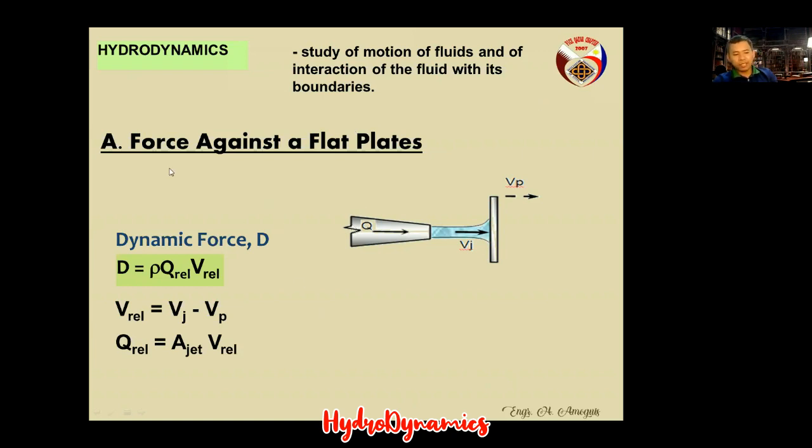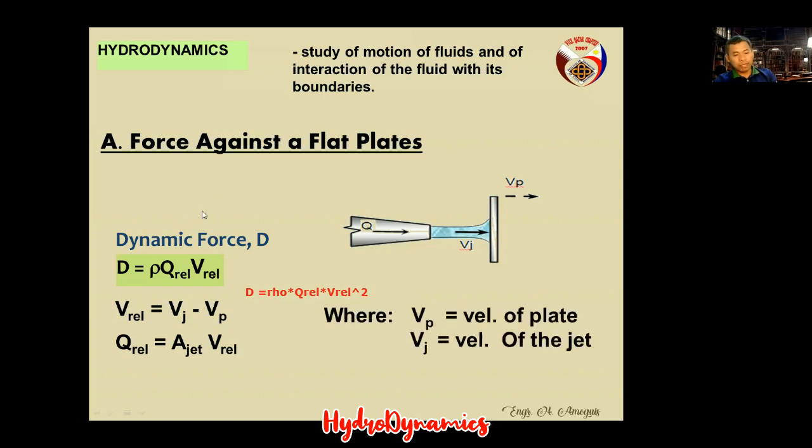O ganun lang. Now, may derived formula kung ipang-substitute mo yan in terms of velocity relative squared, pwede rin. So, let us say Q relative is area of jet times V relative. So, pwede rin yung equation na D equals rho times A times velocity relative squared. Pwede ganon. Basta pwede. Rho Q times V. Pwede na yan. Okay? So, where VP is velocity of plate and VJ, velocity of the jet.